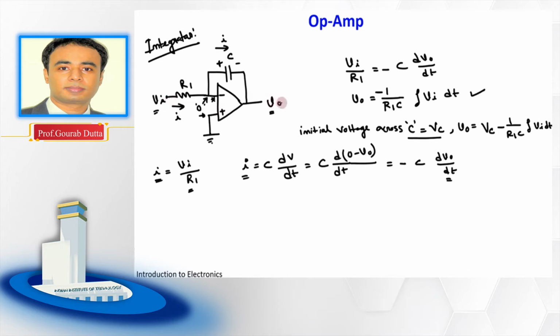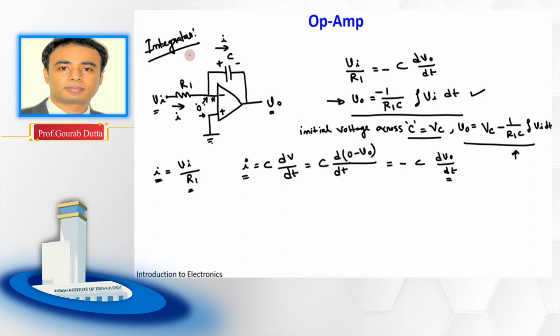Okay. So if you consider these two equations, it should be clear that this Vout is proportional to the integral of Vi dt, that is the input voltage. So this is the reason why this circuit is called the integrator. Is it clear to you? Okay.